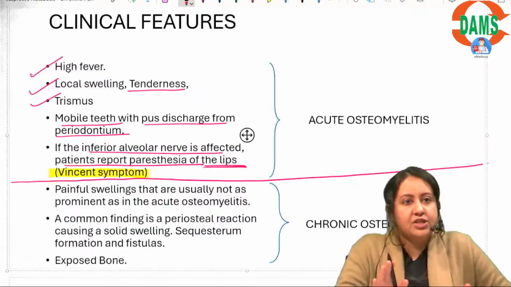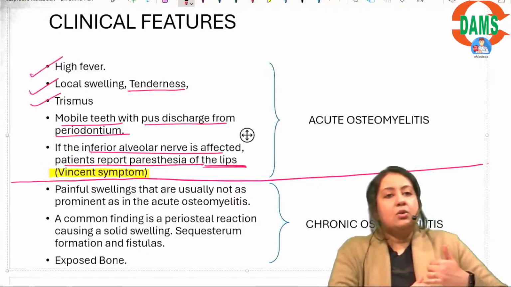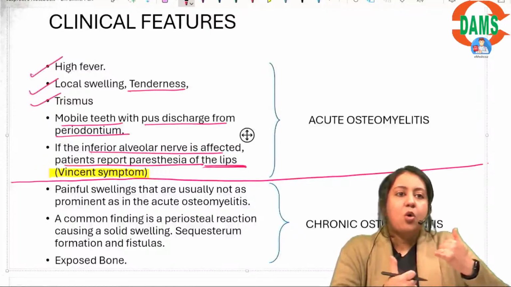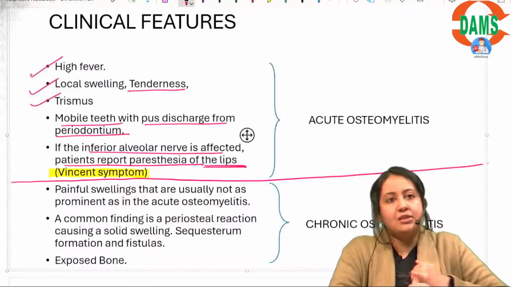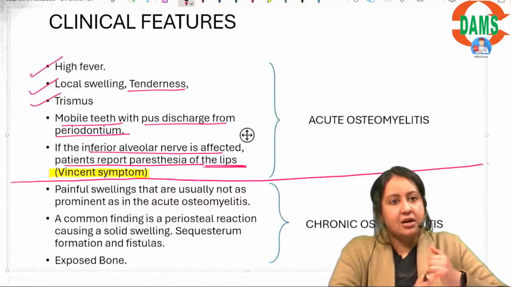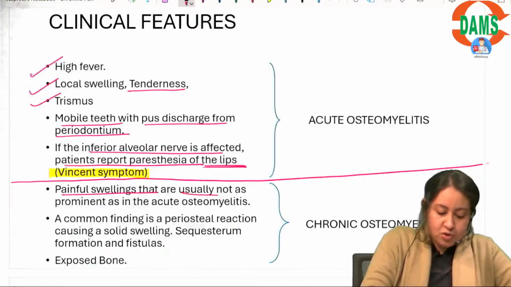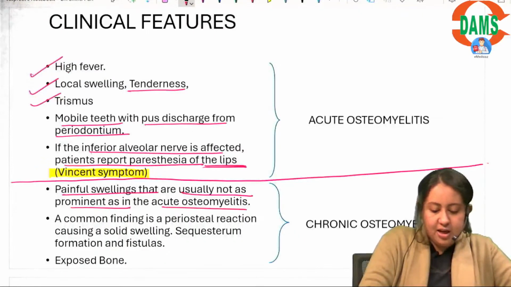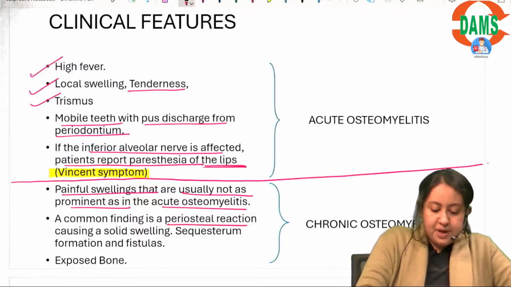Coming to features of chronic osteomyelitis. Alright, now chronic osteomyelitis will have a long standing swelling, that will be painful, but not as painful as the acute swelling. There will be a swelling, long standing, painful, but not as in acute osteomyelitis. So painful swellings that are usually not prominent as in the acute osteomyelitis. A common finding is periosteal reaction causing a solid swelling.